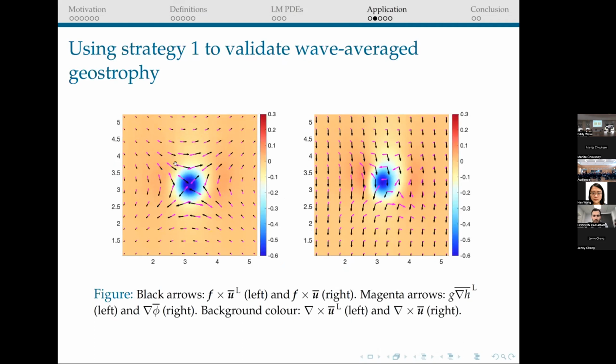This is an example. I had a vortex, again in a shallow water system, and I added a strong wave on top of this vortex. I computed the Lagrangian mean Coriolis force, which is shown with black arrows, and the pressure gradient, or height gradient, which is shown in magenta. On the left, I'm showing the Lagrangian version of these two, the pressure gradient and the Coriolis force, and on the right, I'm showing the Eulerian fields. You can see that in the Eulerian fields, the Coriolis force and pressure gradient don't balance each other at many points in this space, but the Lagrangian version holds much better.